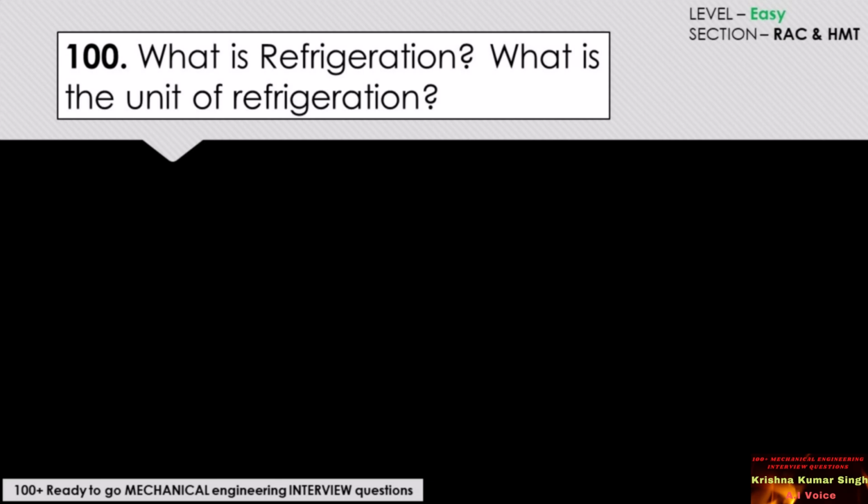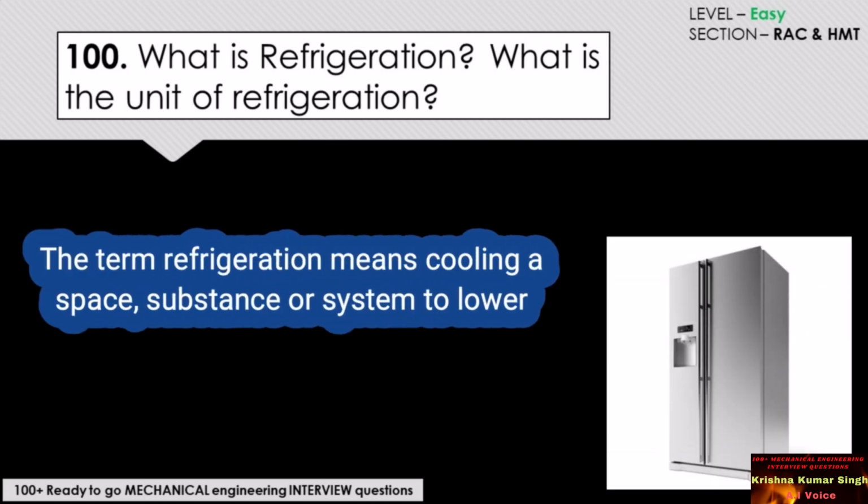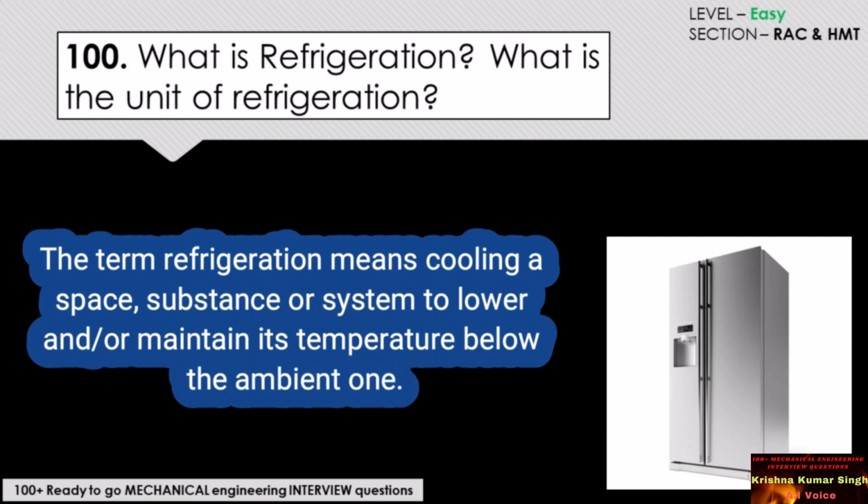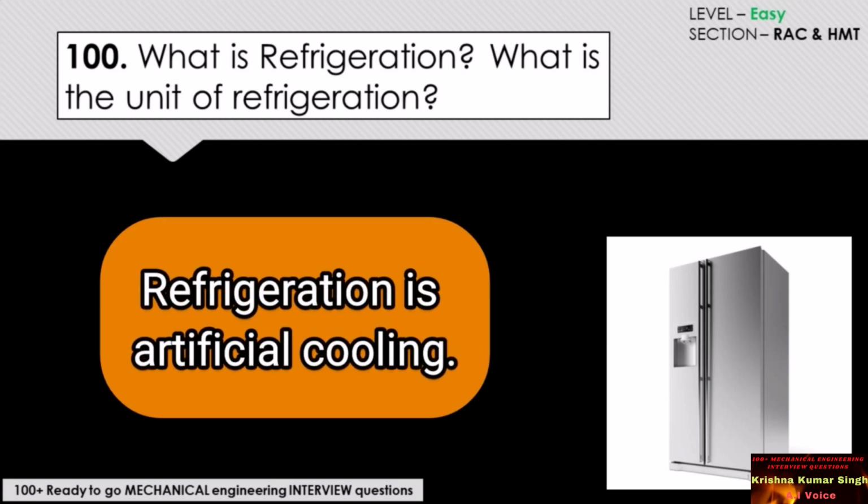What is refrigeration and what is the unit of refrigeration? The term refrigeration means cooling a space, substance or system to lower and maintain its temperature below the ambient temperature. In other words, refrigeration can be regarded as artificial cooling. Energy in the form of heat is removed from a low temperature reservoir and is transferred to a high temperature reservoir. This is what the process of refrigeration is.